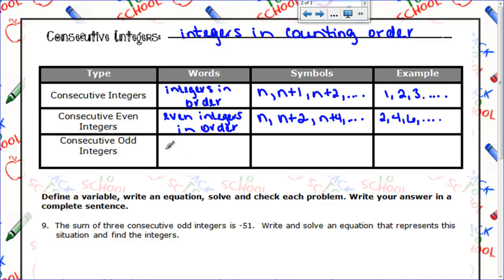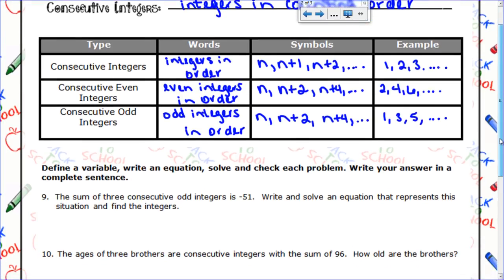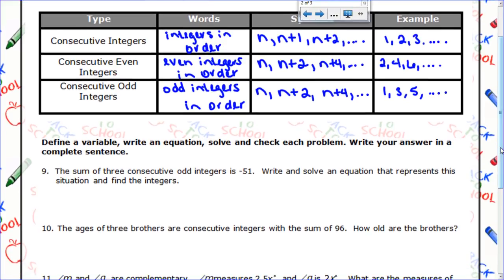Consecutive odd integers work almost exactly the same, except they're odd numbers. So they're odd integers that are in order. For example, 1, 3, 5, and you keep going that way. But the symbols are the same because you're still skipping a number to get from one to the next. And so it's still n, n plus 2, and n plus 4. So keep this table in front of you to keep it handy to help you set up your equation. So like number 9.